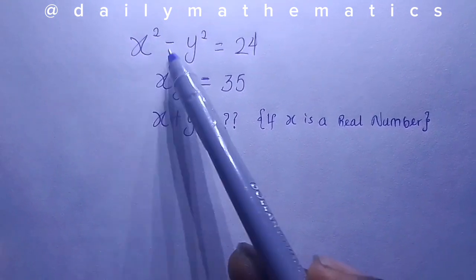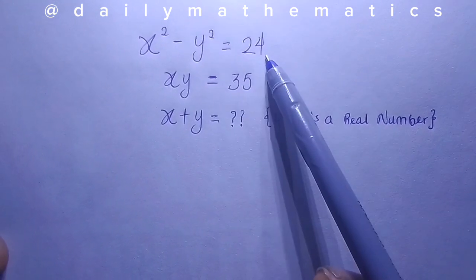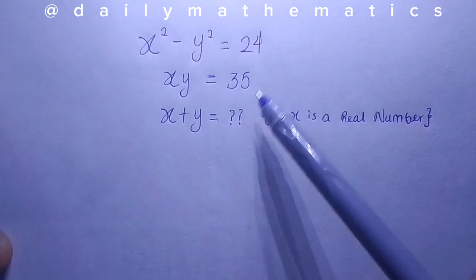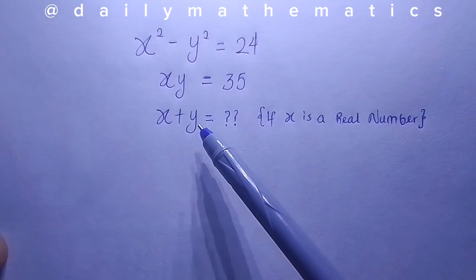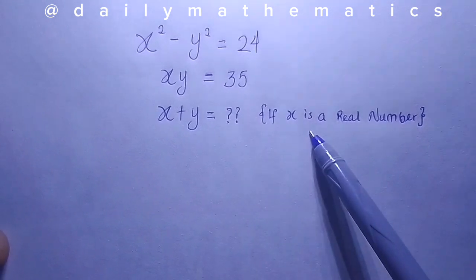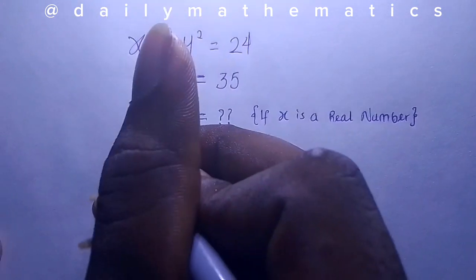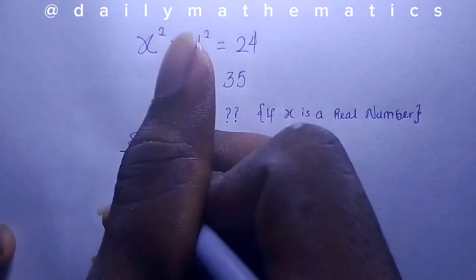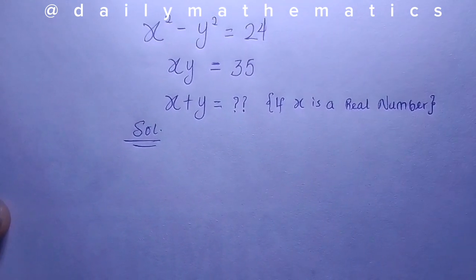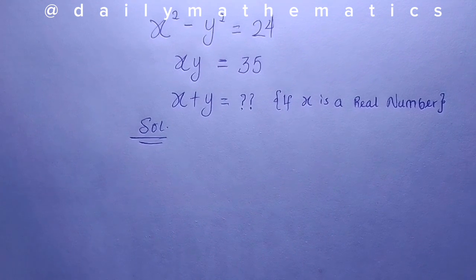x squared minus y squared equals 24, xy equals 35. Find x plus y if x is a real number. Solution: so we have x squared minus y squared equals 24, xy equals 35.